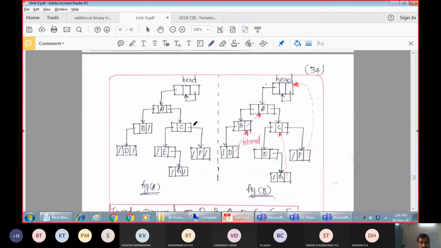Is there any left link which is null? See here, for this node, left link is null. Here also left link is null. We are concentrating only on left link now. Left link is null and left link is null. So 4 left links are there which are containing null values. Now you have understood what a left link is.